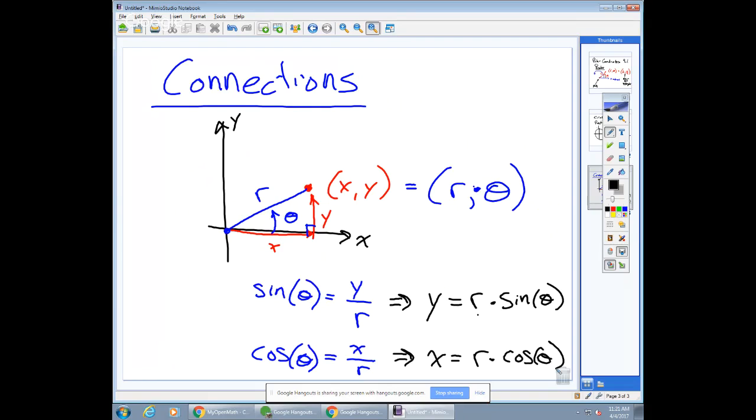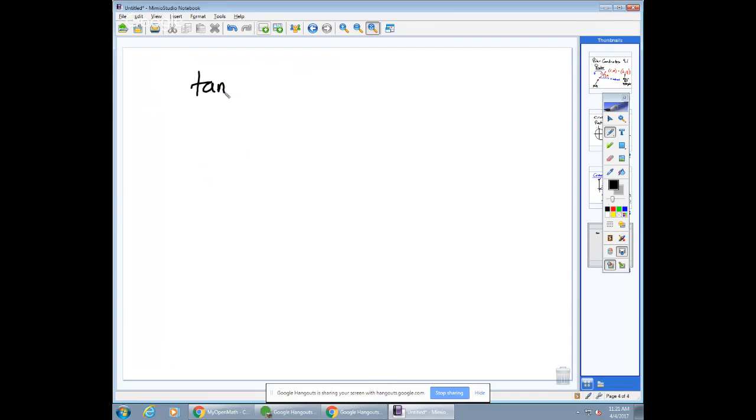Other relationships that are helpful, new page. I know that the tangent of theta, opposite over adjacent, that would be y over x. Rewriting that just a little bit, I could say that theta is equal to the arctangent of y over x. And this would allow me, if somebody gave me the point in rectangular, taking the arctangent of the ratio of the y value over the x value, that gives me the angle, or at least some version of the angle. We'll talk about versions of the angle in a minute.